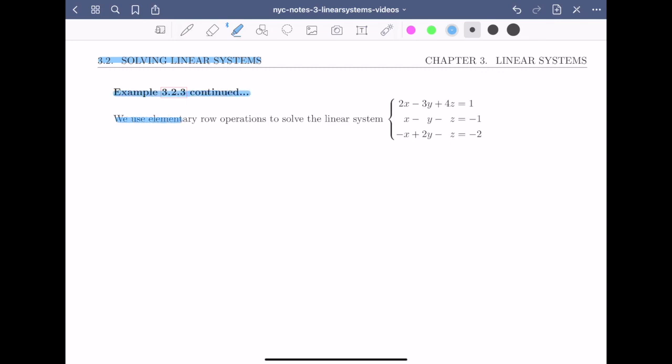In particular, we're going to use elementary row operations to solve the linear system 2x minus 3y plus 4z is equal to 1, x minus y minus z is equal to minus 1, and minus x plus 2y minus z is equal to minus 2.